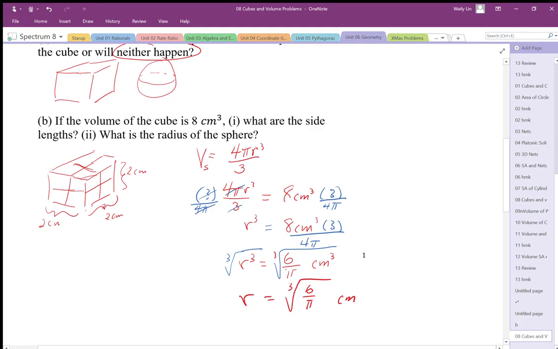So if I work that out on my calculator again, I'm going to have cube root of 6 divided by pi. And that gives me about 1.25. It's approximately equal to 1.25 centimeters. Okay? So the diameter would be about 2.5. My diameter has to be bigger than this cube because it has to have the same volume.